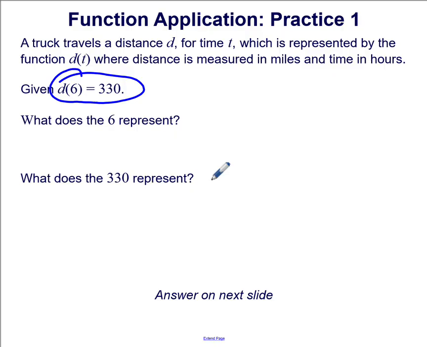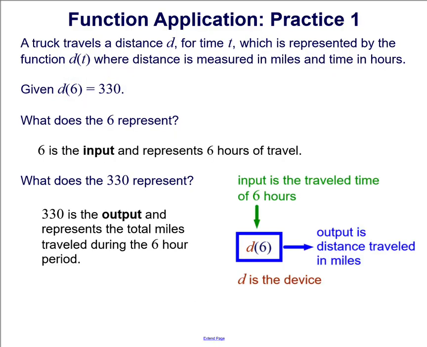And welcome back. Let's see how you did. 6 is the input and represents 6 hours of travel. 330 is the output and represents the total miles traveled during the 6-hour period.